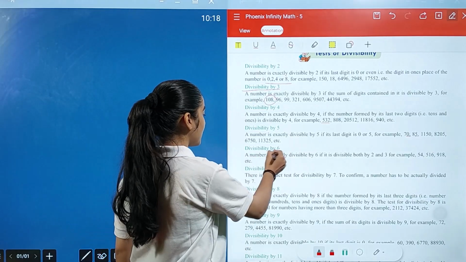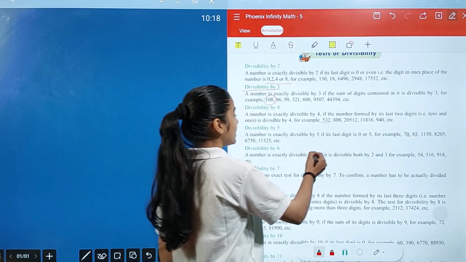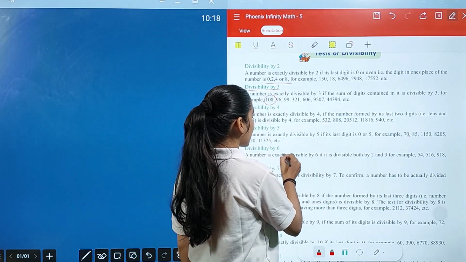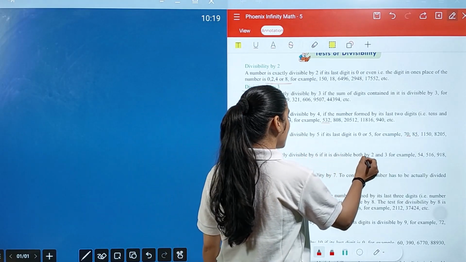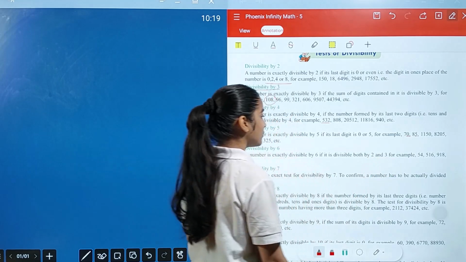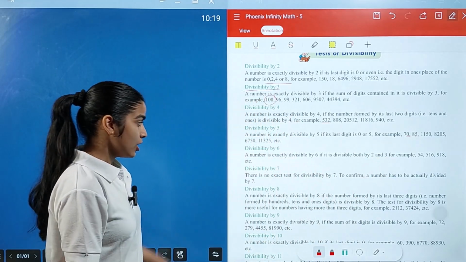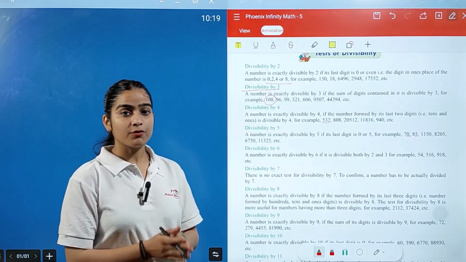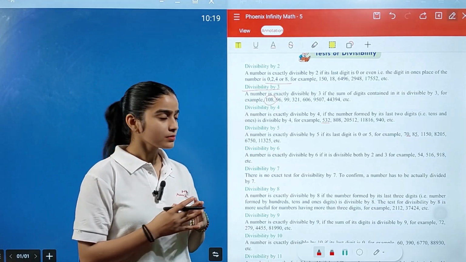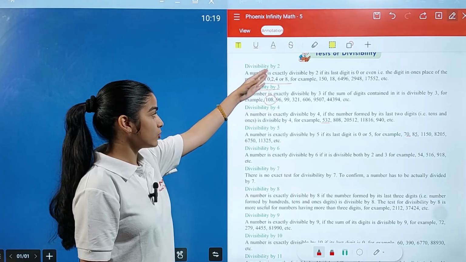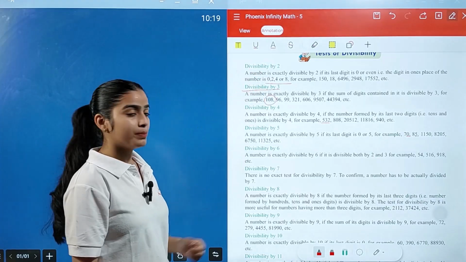Now divisibility by 6. A number is exactly divisible by 6 if it's divisible by both 2 and 3. For example, 54, 516, 918. In the test of divisibility, you have to fulfill the conditions you have in divisibility by 2 and divisibility by 3 to complete this section.